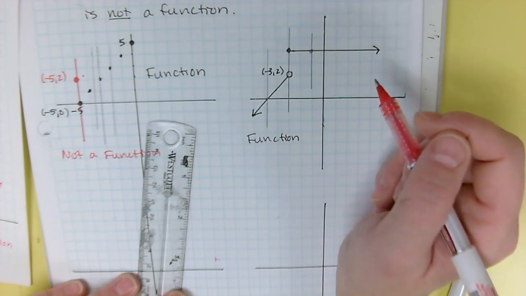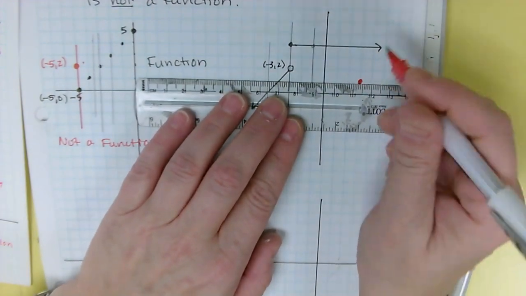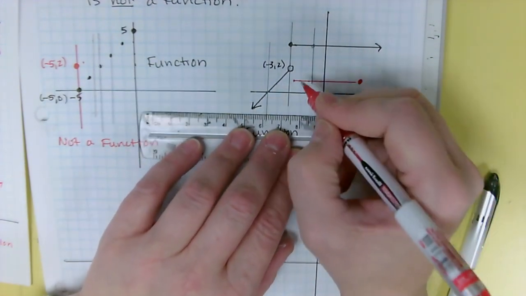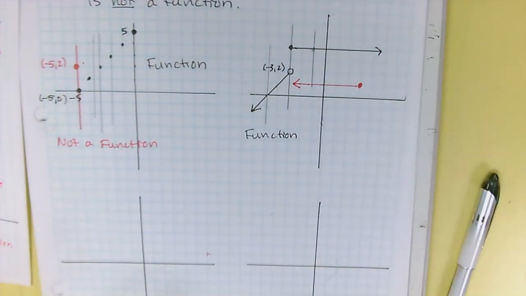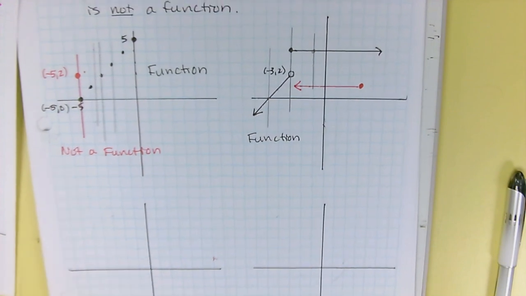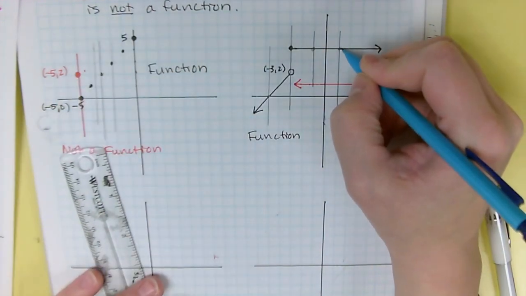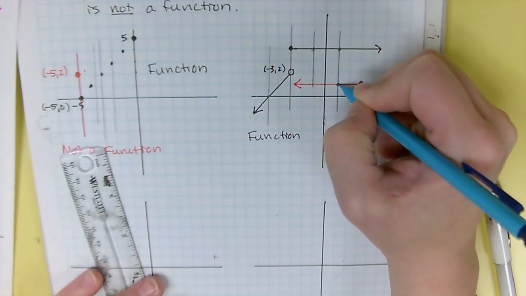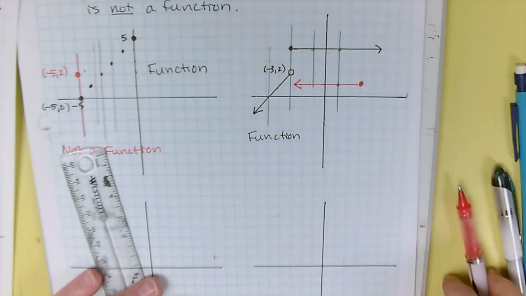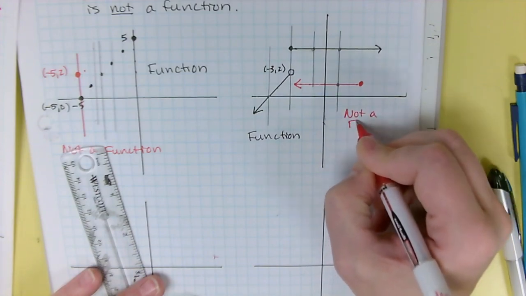All right, what would make it not a function is if we put a dot somewhere out here and a horizontal line heading to the left. With this new line, now when I draw a vertical line, it crosses the black line and it crosses the red line. So it crosses more than once. So if the red line is part of this graph, then it is not a function.